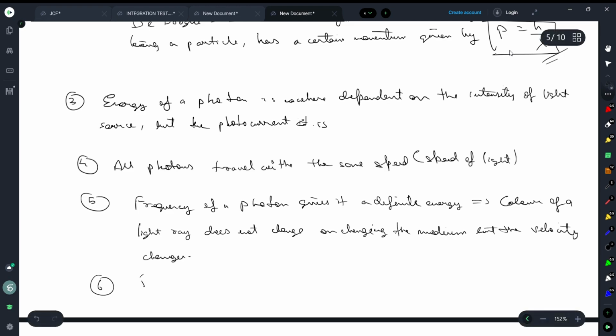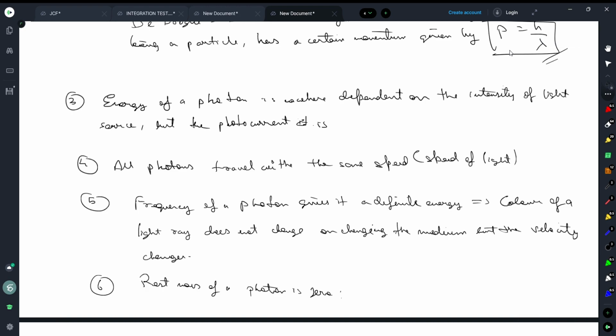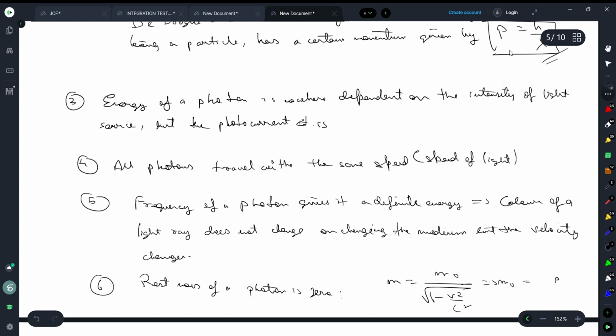Okay. Rest mass of a photon is 0. De Broglie's dual nature also led to the concept of the rest mass and moving mass. So m equals m0 divided by root over of 1 minus v square over c square, also written as m0 equals m times root over of 1 minus v square over c square. m is the moving mass or the actual mass, m0 is the rest mass. Rest mass is the mass of this particular particle when it is at rest. When it starts moving, it acquires this particular mass.